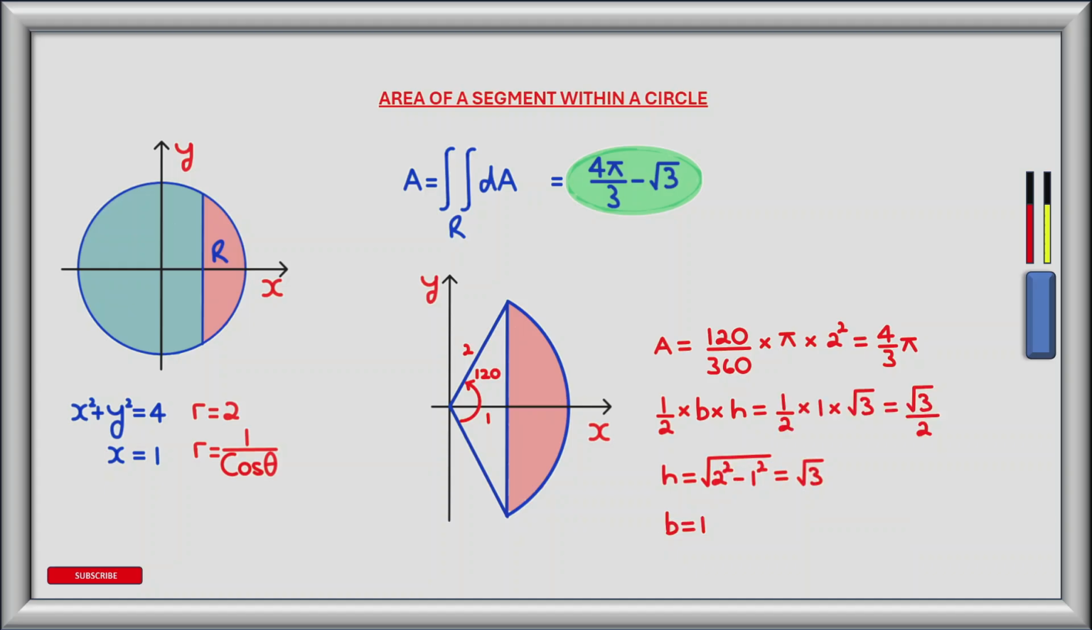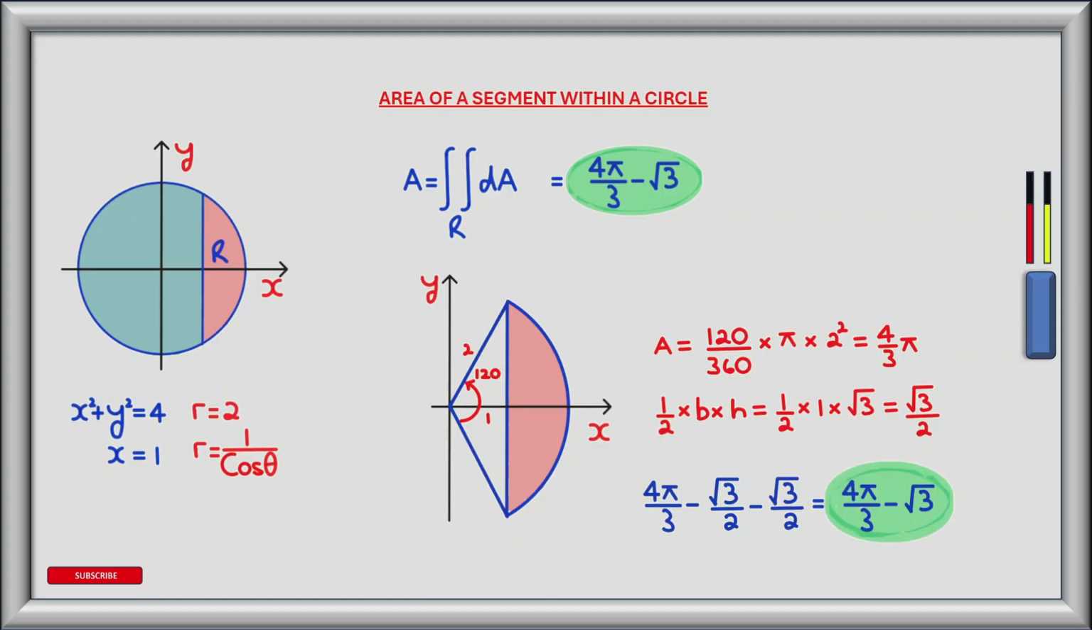And so the area of one of the triangles is a half multiplied by the base multiplied by the height. So we have a half multiplied by 1, which is the base, multiplied by the square root of 3, which is the height. So that gives the square root of 3 over 2. So the area of the segment is the area of the sector, which is 4 pi by 3, minus the area of the two triangles. So minus root 3 over 2, minus root 3 over 2. And this gives us a final answer of 4 pi by 3 minus the square root of 3, which verifies our solution.